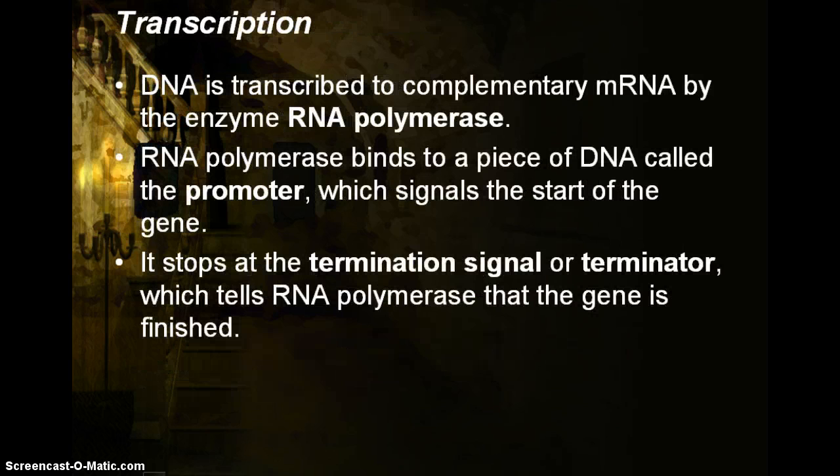Here's what transcription is. DNA is going to be transcribed into RNA by an enzyme called RNA polymerase. Very similar to DNA polymerase, only it brings in RNA nucleotides instead. So RNA polymerase is going to start at a piece of DNA that we call the promoter, and that's going to start the gene. So the gene begins at a place called the promoter, which is going to contain the start codon. It will all stop at the termination signal or terminator, which is where the stop codon is. And that tells RNA polymerase, you can stop, you can get off right here.